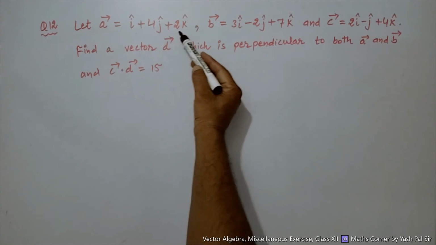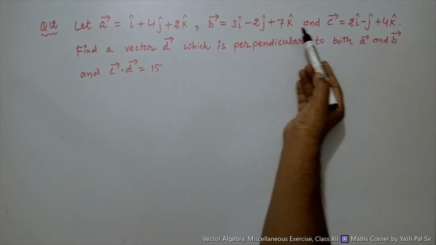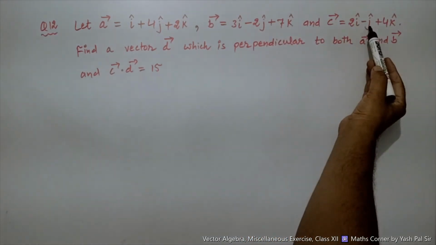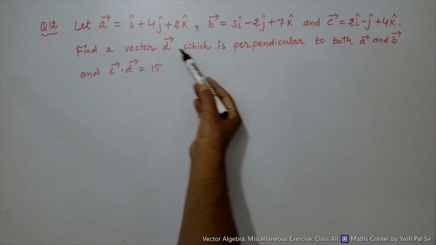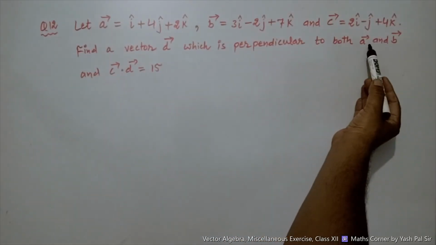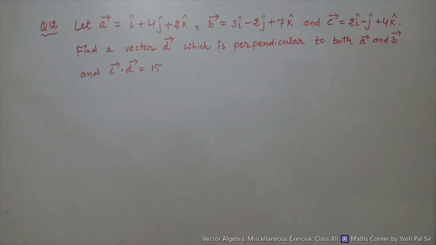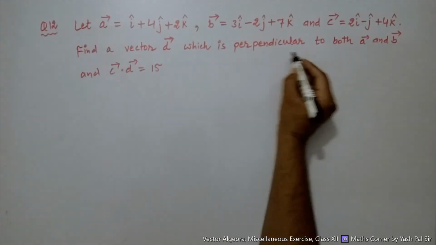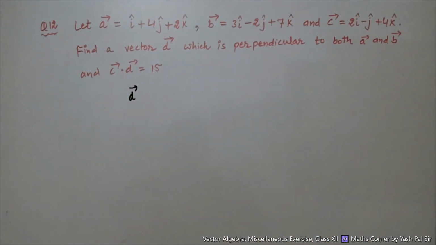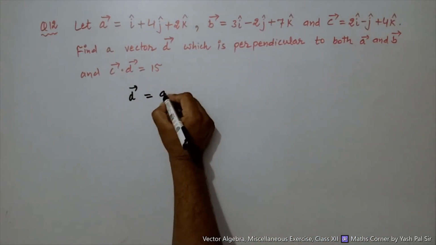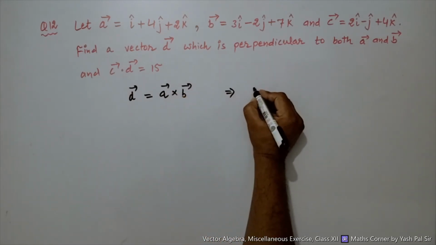Question number 12. Let vector A equal i plus 4j plus 2k, vector B equal 3i minus 2j plus 7k, and vector C equal 2i minus j plus 4k. Find a vector D which is perpendicular to both vector A and vector B, and vector C dot vector D is equal to 15. So firstly, any vector D which is perpendicular to vector A and B can be obtained by finding the cross product of vector A and vector B.